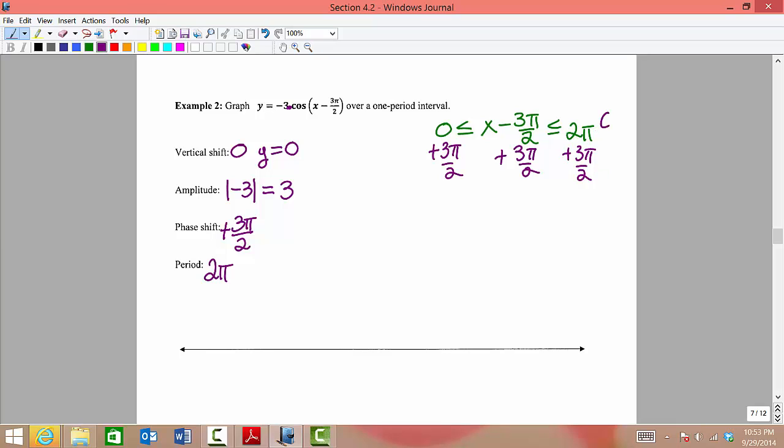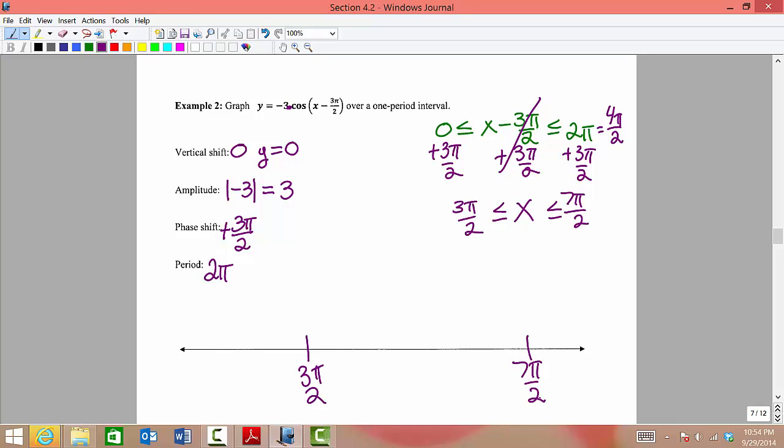Now 2 pi needs a common denominator, so we're going to give it a common denominator of 2, so that's 4 pi over 2. So 4 pi over 2 plus 3 pi over 2 is 7 pi over 2. And now we have x in the middle, and 0 plus 3 pi over 2 is 3 pi over 2. So our graph will start at 3 pi over 2, end at 7 pi over 2.